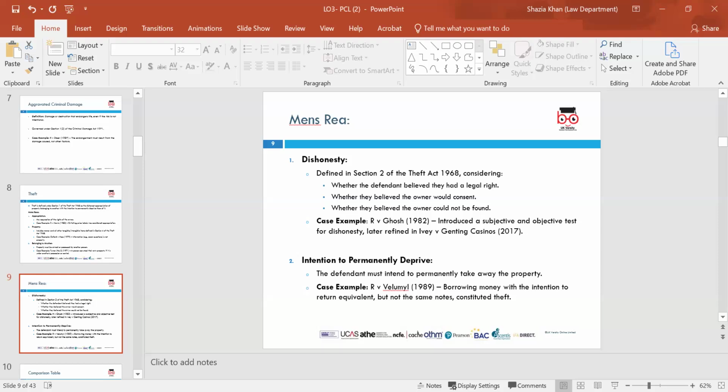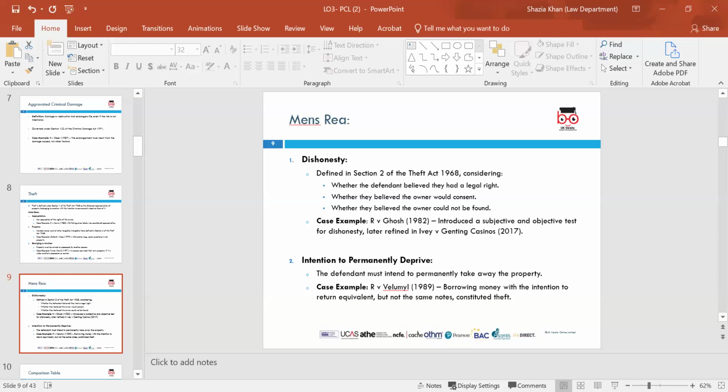Next one is intention to permanently deprive. And this is where the victim need not actually be permanently deprived of their property so long as the defendant held the intention of permanently depriving them of it. In accordance with the wording of this element of the mens rea, borrowing, even without permission, will not amount to such intention, as if the defendant intended to give it back, then he clearly does not intend to permanently deprive.